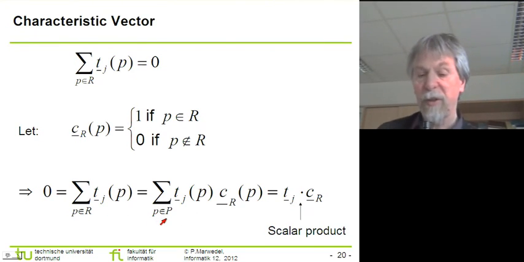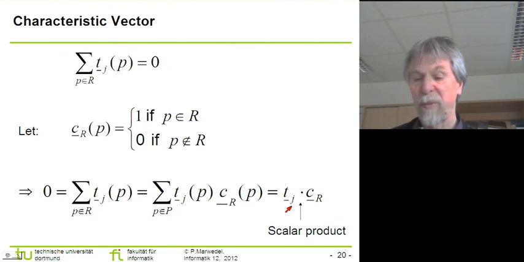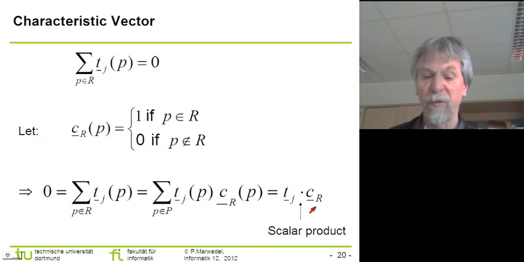Now, if we carefully look at the sum, and if we think about our education in linear algebra, we come to the conclusion that this is nothing but the scalar product of the two vectors t underscore j, more precisely, and c underscore R. So we can use the scalar product in order to find such subsets of P for which the overall number of tokens is constant.